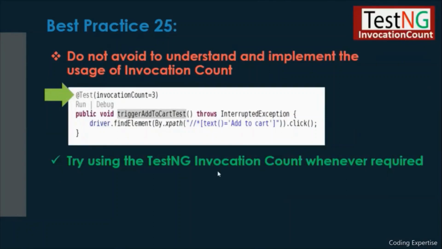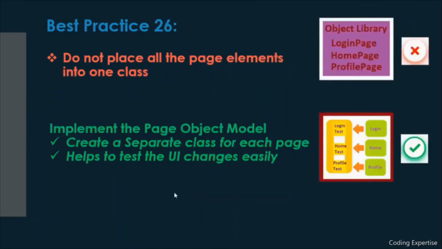Invocation count is one of the good features available in TestNG. If we need to run the same test multiple times, we can use invocation count. Inside the trigger add to cart test, we are trying to click add to cart 3 times using invocationCount equal to 3. Without using any for loop or while loop, we are doing this. So looping is not at all required if invocation count is in place. That's it. Let's move on.